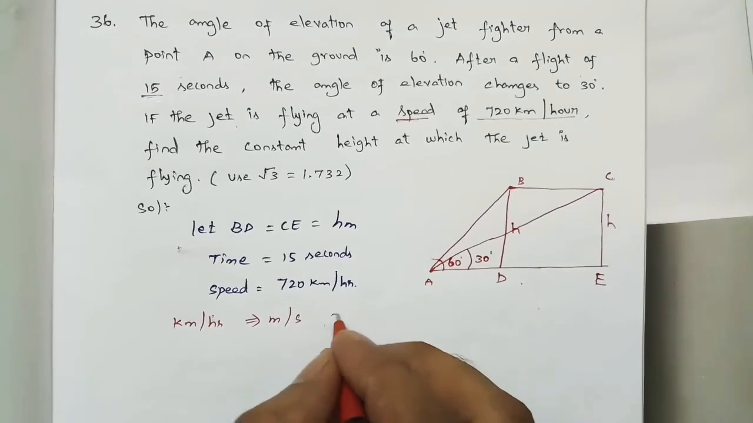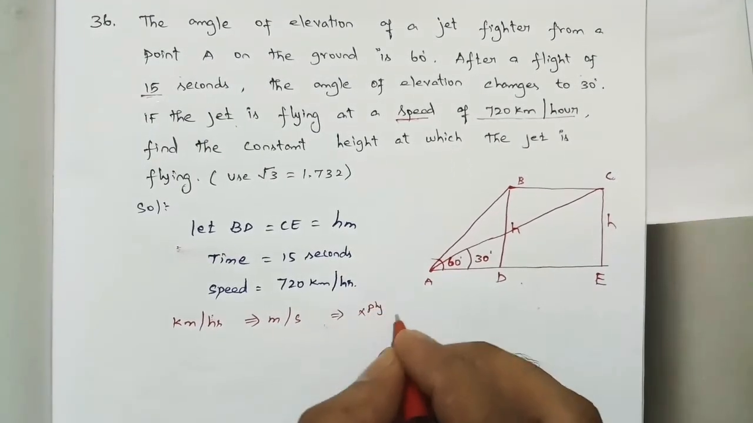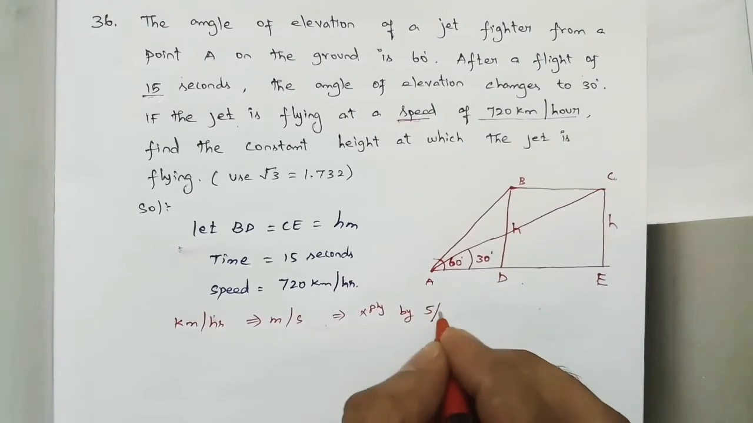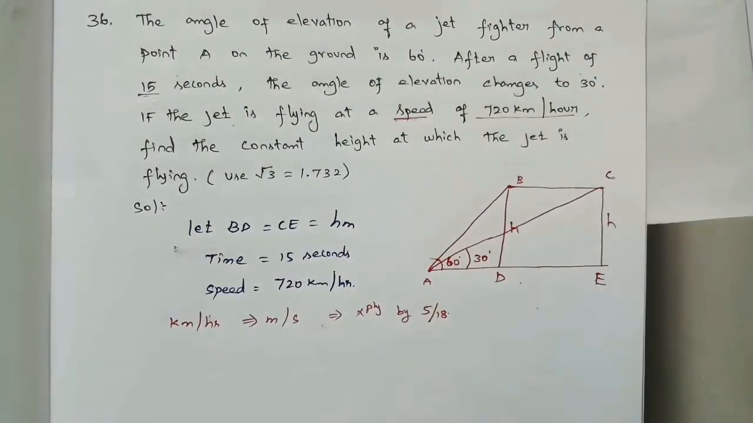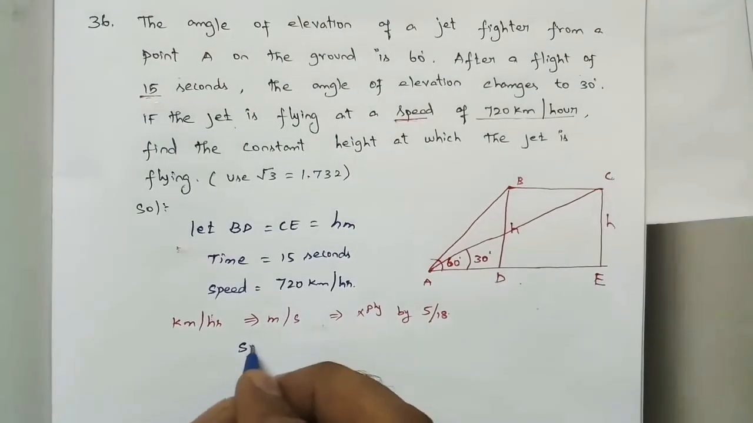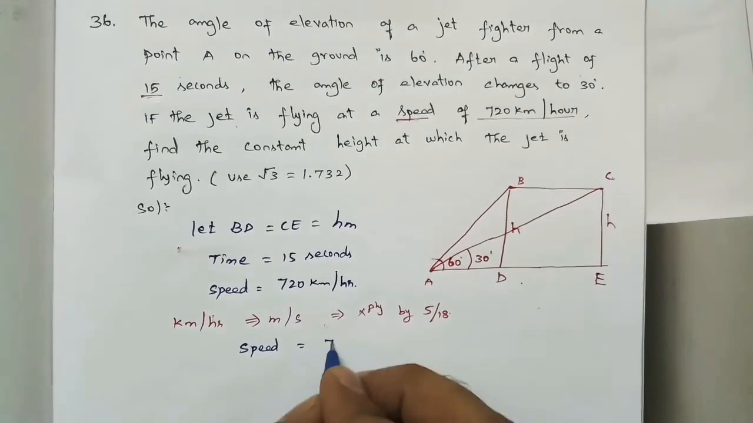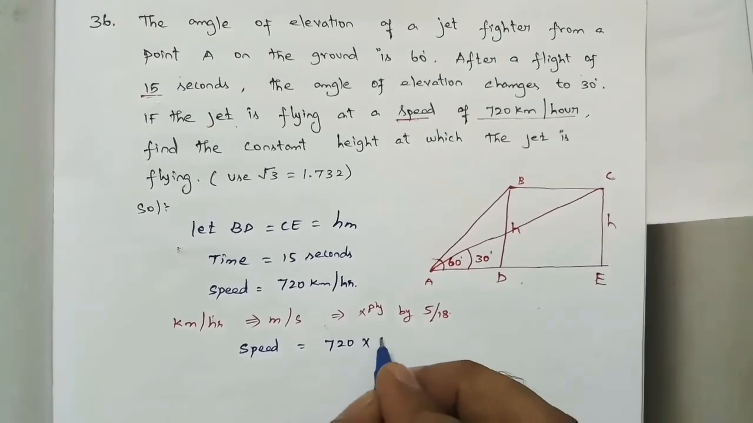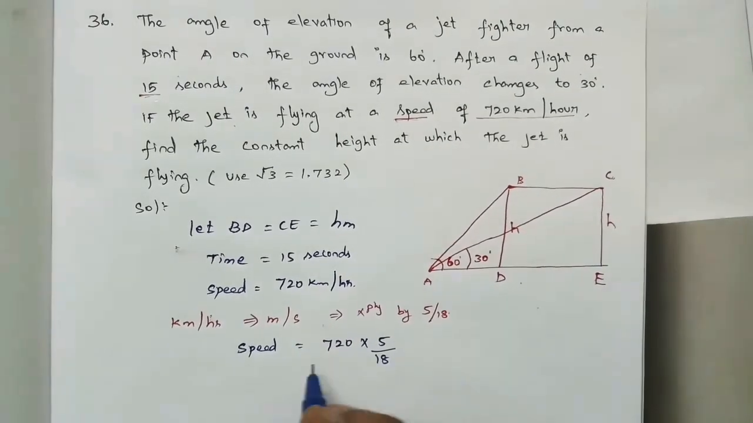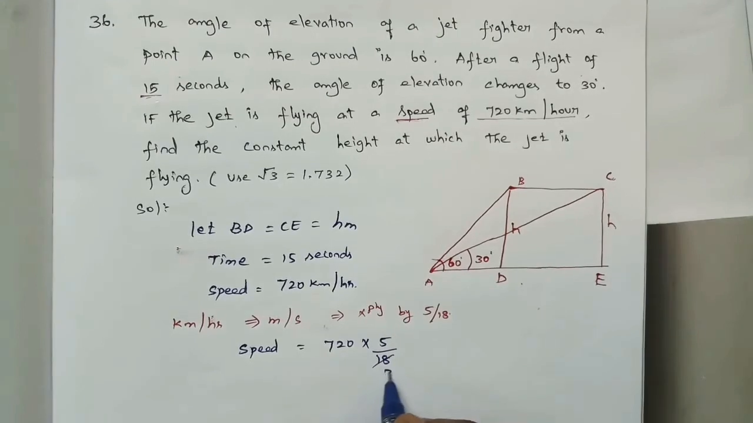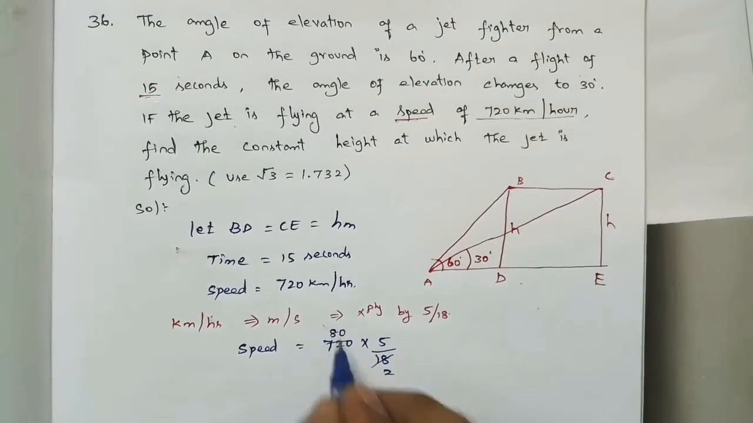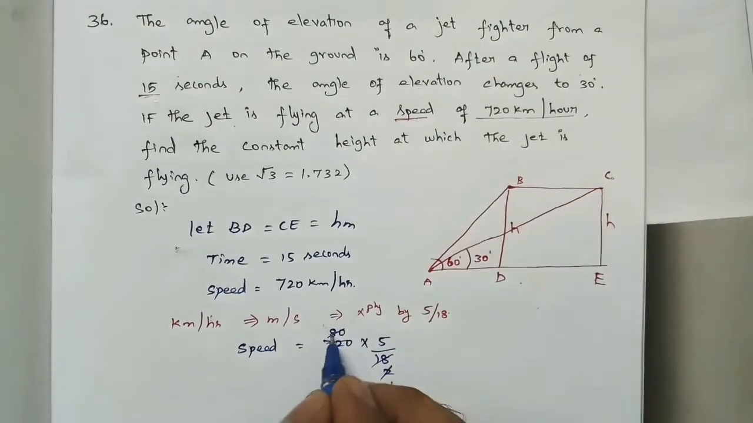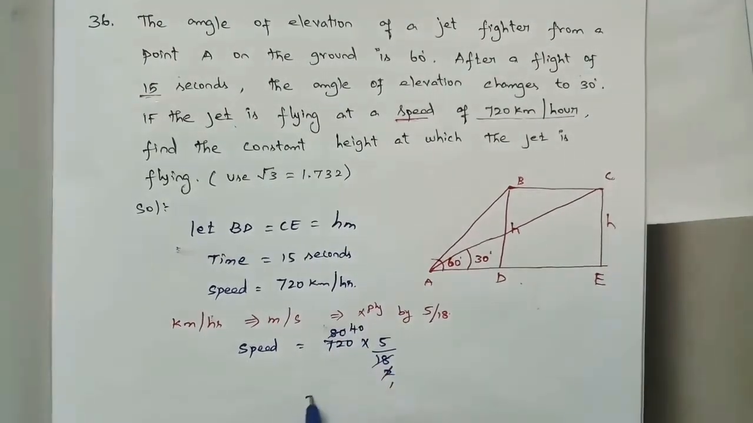How do we convert? Multiply by 5 by 18. Speed in meter per second is 720 into 5 divided by 18. 9 twos are 18, and 72 divided by 18 is 4, so 4 times, 40... actually 720 divided by 18 is 40. 40 into 5 is 200. Therefore, 200 meter per second.